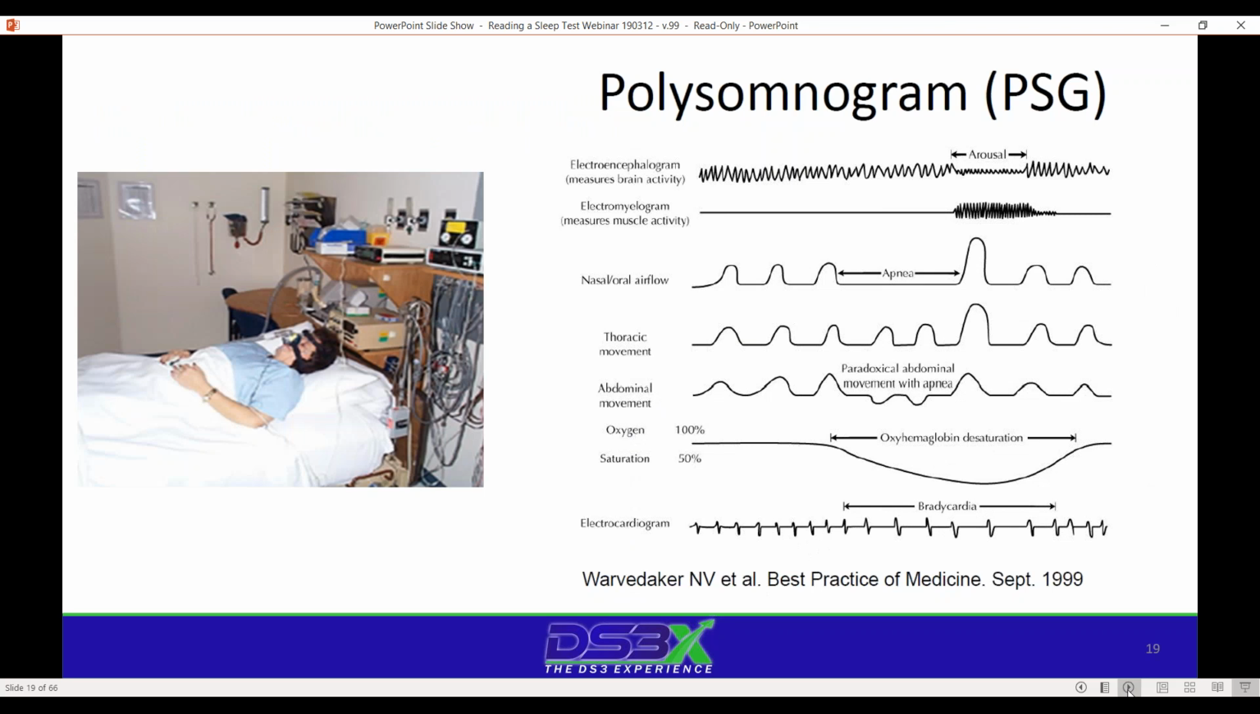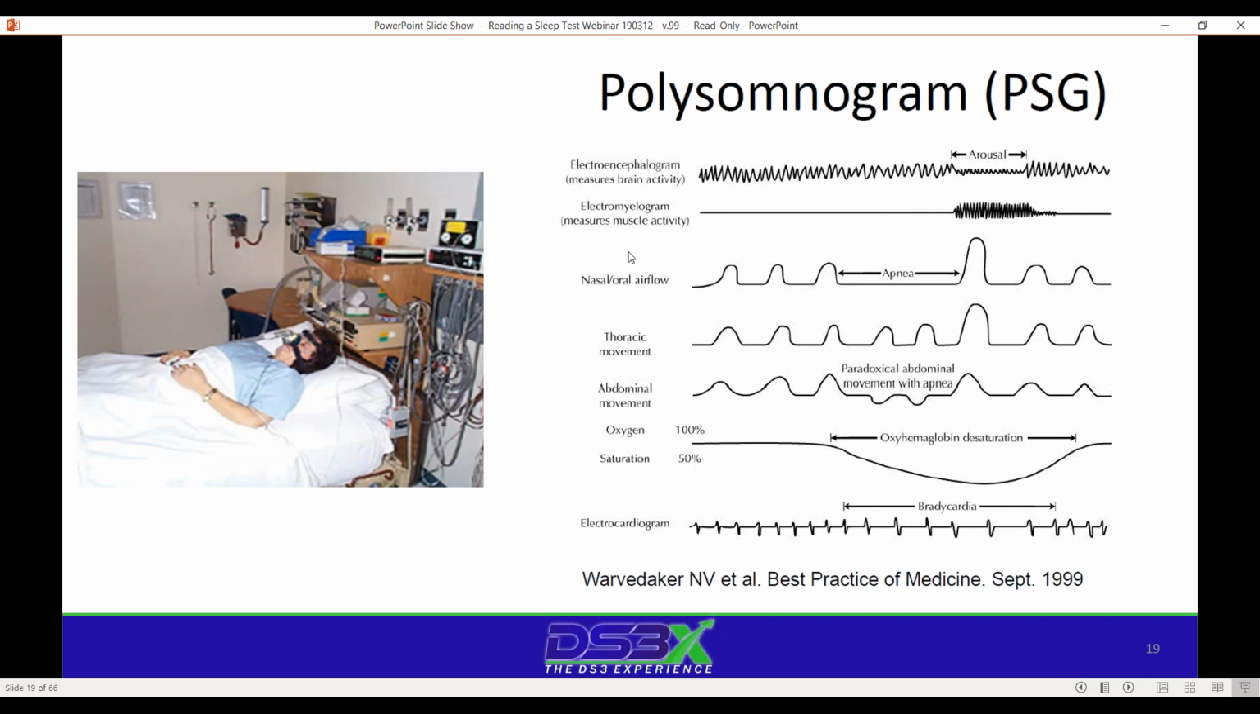But if we're going to talk about dissecting these tests, you need to understand what the signals are. There are different types of signals that we're going to look at. One is the EEGs, and then we have EMGs below that. The EEGs are measuring brain waves. That helps us understand what sleep stages someone's in. EMGs, the next one down on the list, measure muscle activity, and we're going to measure that for bruxism and periodic limb movements.